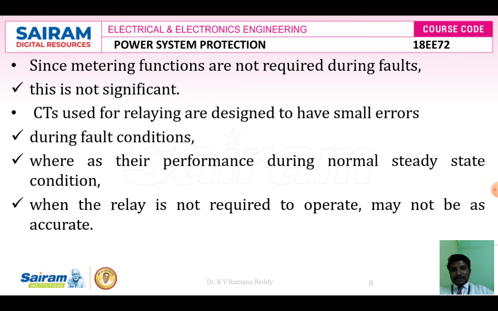For that time, the relay and the current transformer have to withstand it. Since the metering functions are not required during faults, this is not significant, but current transformers used for relaying are designed to have small errors during fault conditions. Whereas their performance during normal steady state condition, when the relay is not required to operate, may not be as accurate.